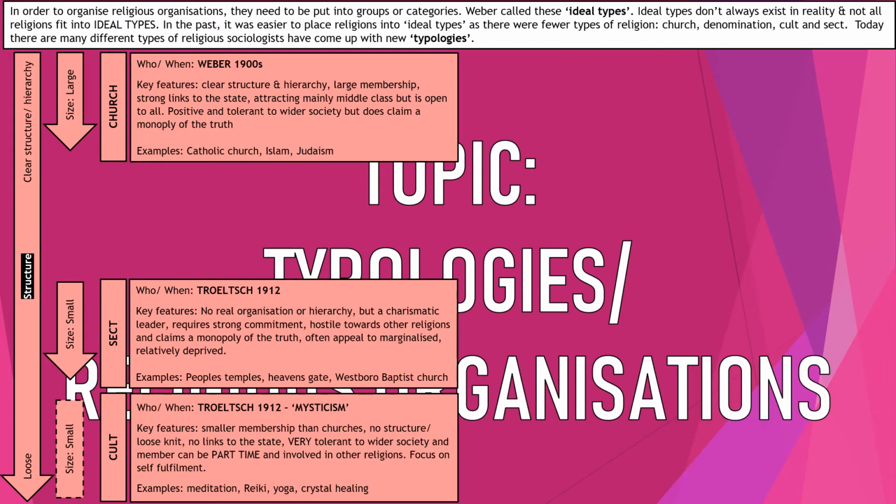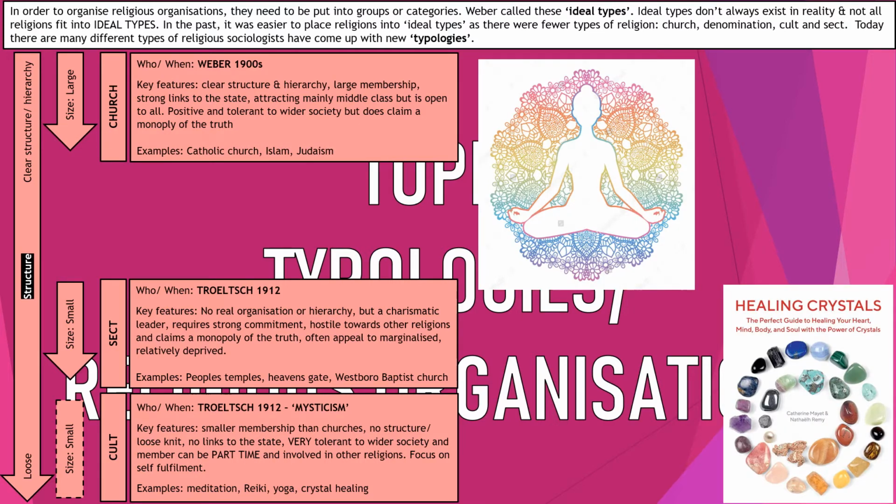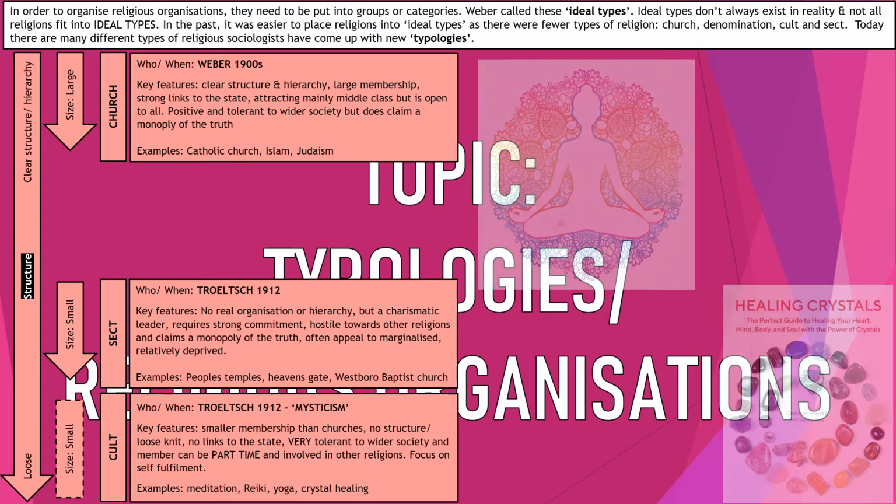Now, Troeltsch inadvertently also introduced the category of cult. He called it mysticism, but he used mysticism to describe smaller groups that weren't a church. There was no structure, they were loose-knit, no hierarchy, they were tolerant of the outside world, and often membership was part-time. And this would cover stuff like meditation, Reiki, yoga, crystal healing. It was later referred to and changed the name to cult by Bruce, who we're going to see later, but ultimately Troeltsch introduced that concept.